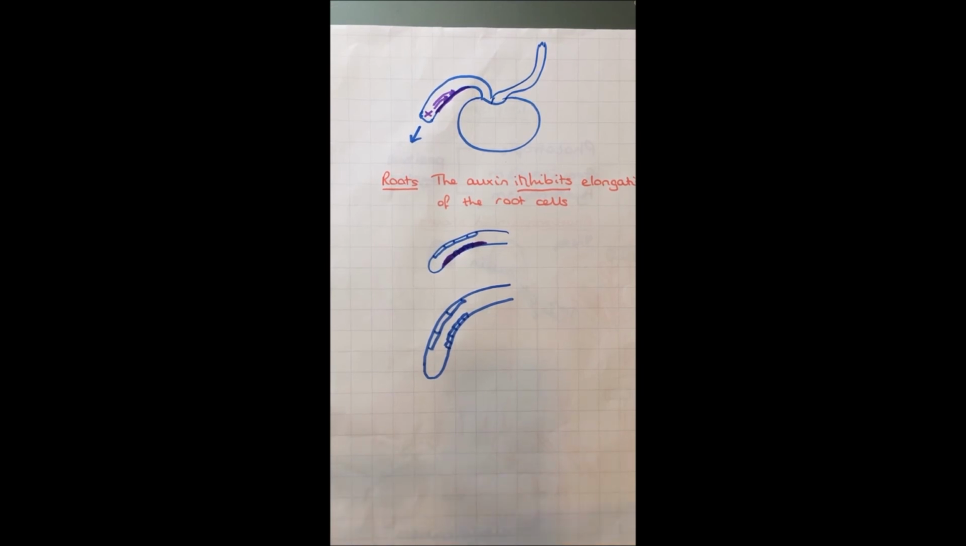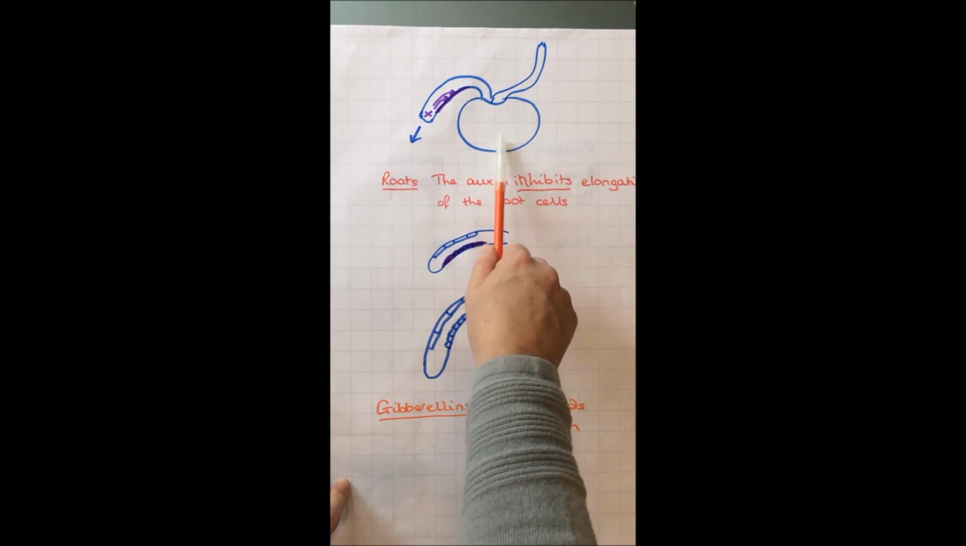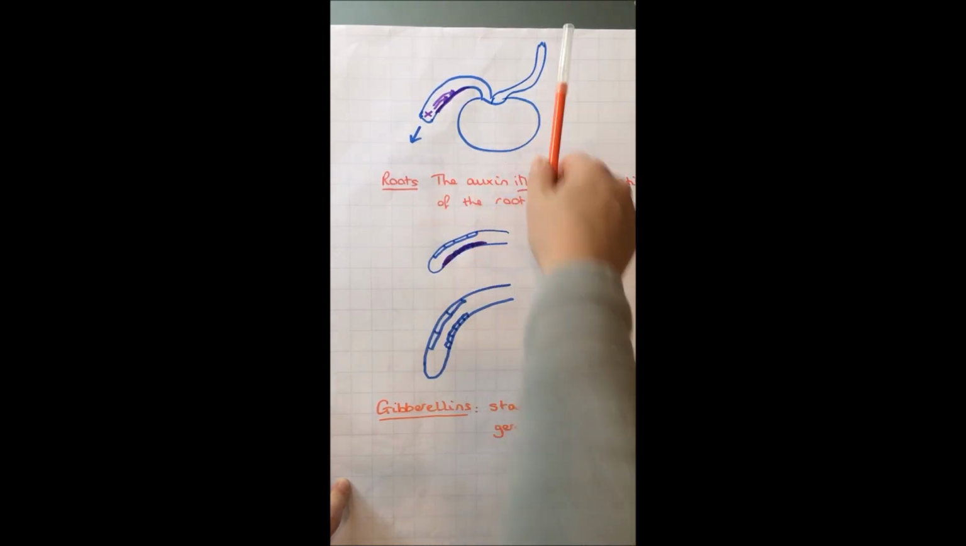Now there are two other hormones that you just need to be aware of. The first of those are called gibberellins. And gibberellins are used in plants to start germination. Okay, so they start seeds germinating. So if this were my seed here that I planted, then the hormone gibberellins, or a type of gibberellin, would be produced in the seed, and that would trigger my seed to start to germinate to produce roots and shoots.